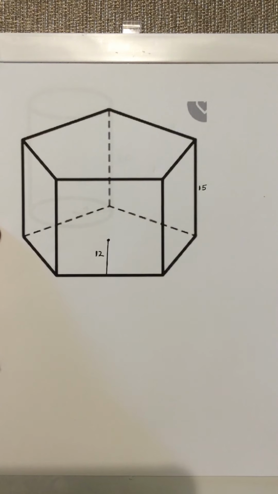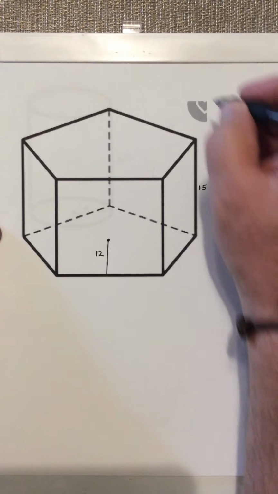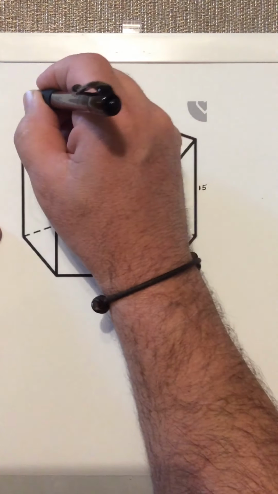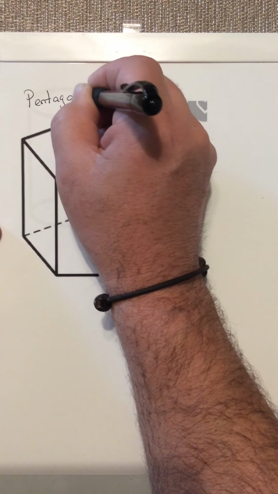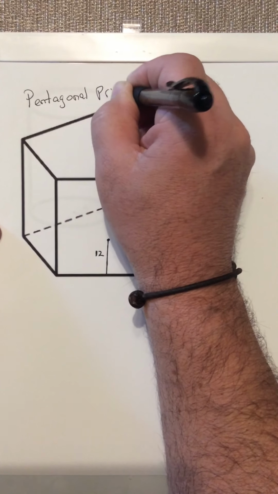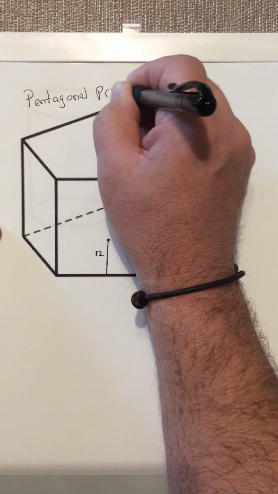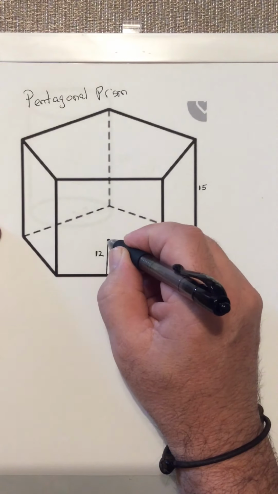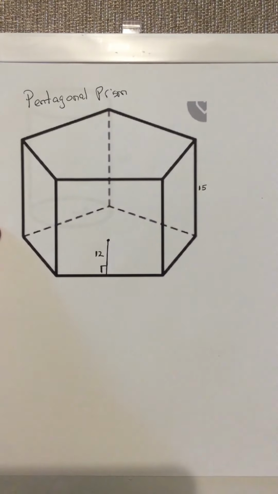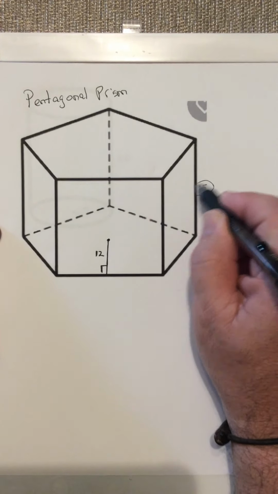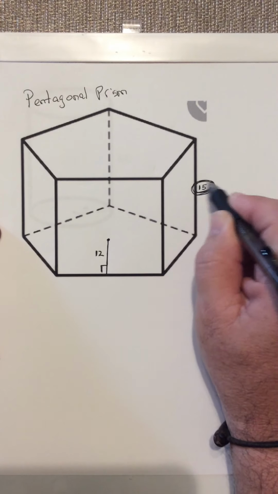Okay, this one here is a little more challenging. We've given you a pentagonal prism. Oh, you see it up here? Yep. Pentagonal prism. We gave you the apothem of 12. The overall height of the prism is 15.